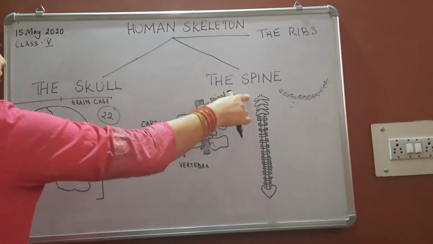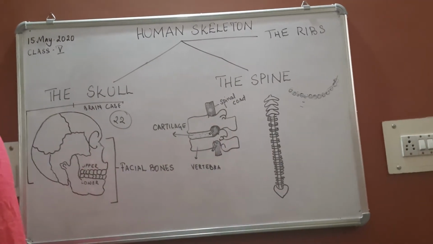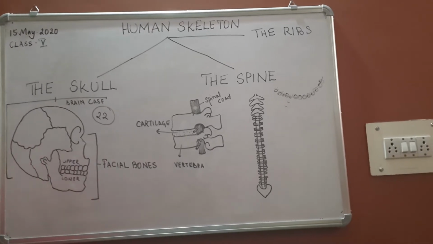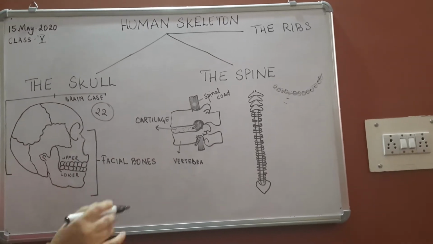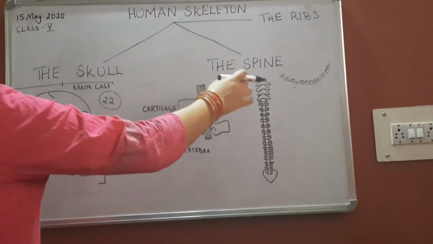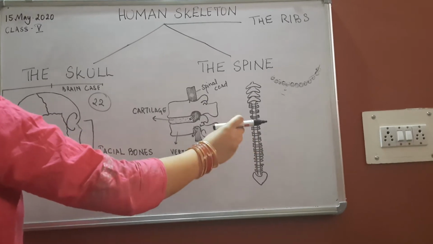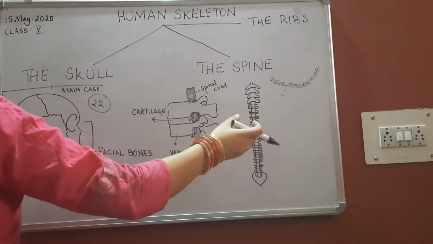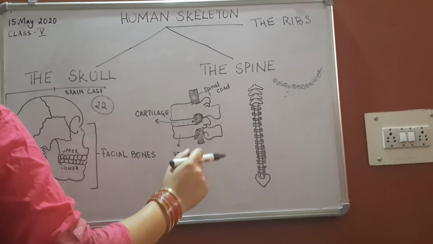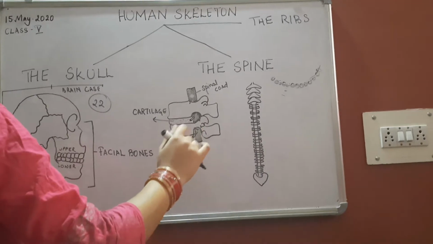The long flexible column of bones extending to the end of the back is called the backbone. It is also called the vertebral column. Why? Now students, if you run your finger down your back, you will feel the bones. Some raised bones that make up your spine. That is your backbone. The spine is made up of 33 interlocking bones called vertebrae.